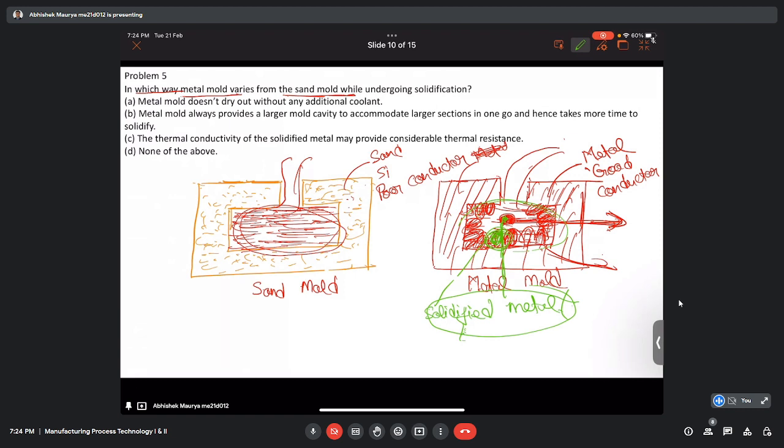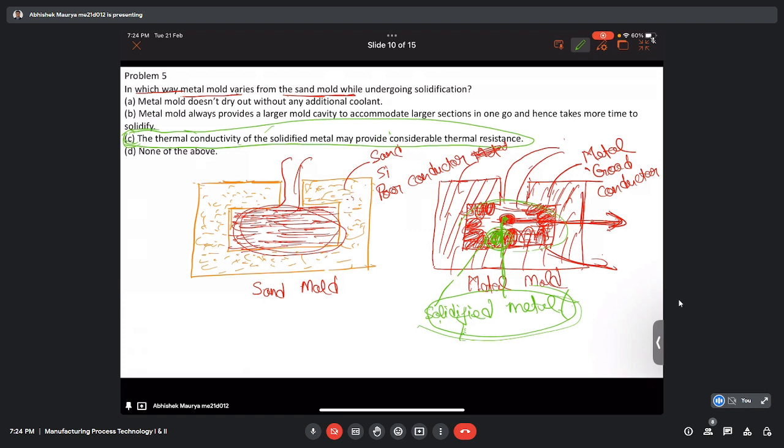If we now try to see what are the options we have been given, then the thermal conductivity of solidified metal, yes, C. It is the biggest difference we can find between the metallic mold and the sand mold with respect to solidification.